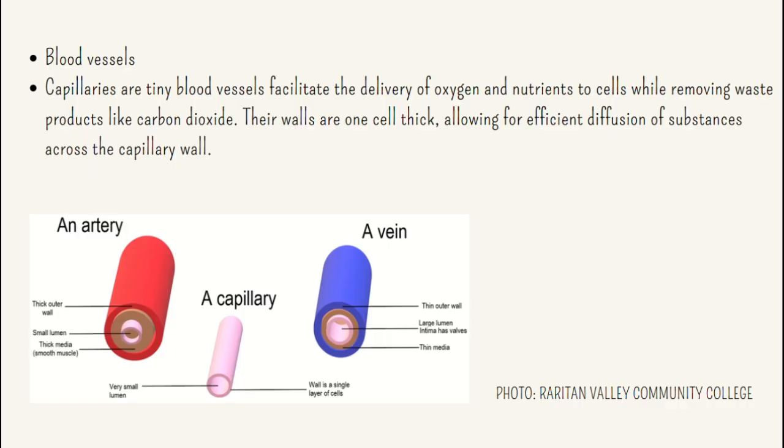Yeah, so basically it's just surface area. So that's why it has such a small distance, because it's one cell thick, and obviously diffusion works best through shorter distances, through thinner walls and stuff like that. So that is why it's like that.